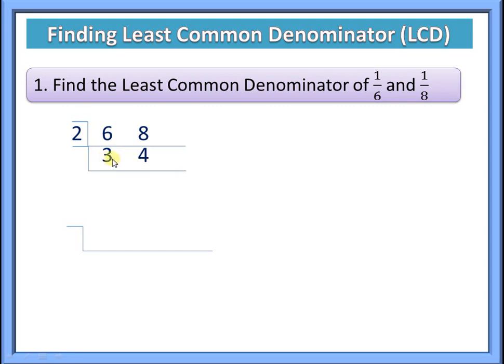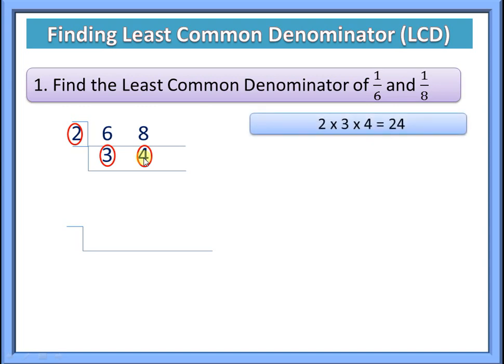Now, you don't stop yet. You have to check first if you could still divide this by other numbers. Can you divide 3 and 4 by a specific number? 2, 3, 4? None. Therefore, we will stop. And then we are going to get these numbers here. So what we're going to do next is just to multiply them. So 2 times 3 times 4 is equal to 24. 24 will be our LCD, or the least common denominator.